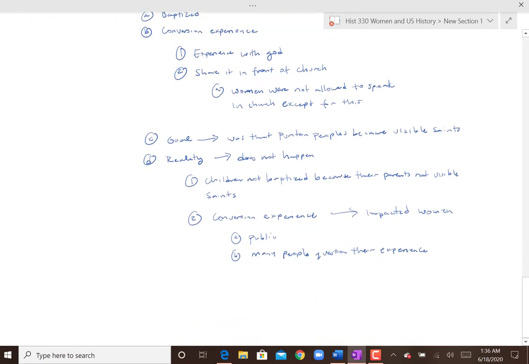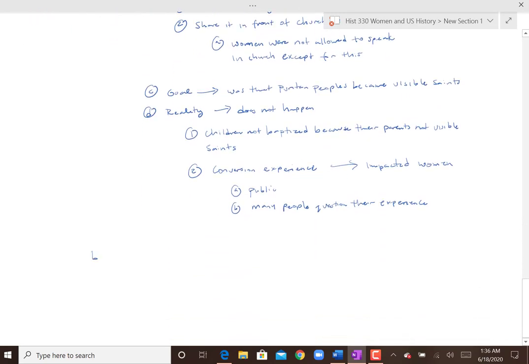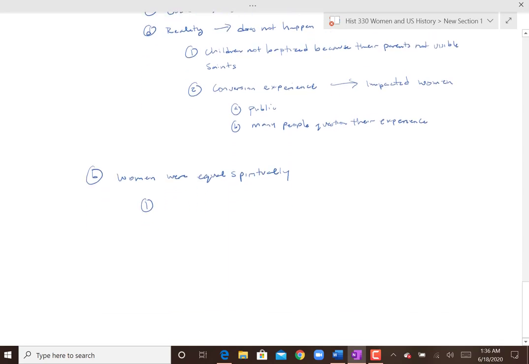So that was an important part of the structure for the belief, but also, like I said, where women did get to participate. Technically women were equal spiritually, but as we just saw in practical application, that didn't necessarily happen. So where they were equal, first, they could be visible saints. That was not restricted to men.